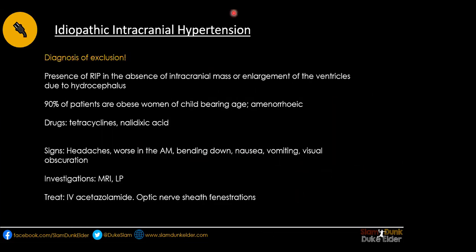So one of the big things that they like testing on and comes up all the time is idiopathic intracranial hypertension. And it's really important to remember that this is a diagnosis of exclusion. So you've got the presence of raised intracranial pressure, but there's no cause. There's no intracranial mass, and there's no enlargement of the ventricles on MRI. 90% of these patients who come to you will be women of childbearing age who are overweight and amenorrheic. It's really important to take an extremely good drug history.